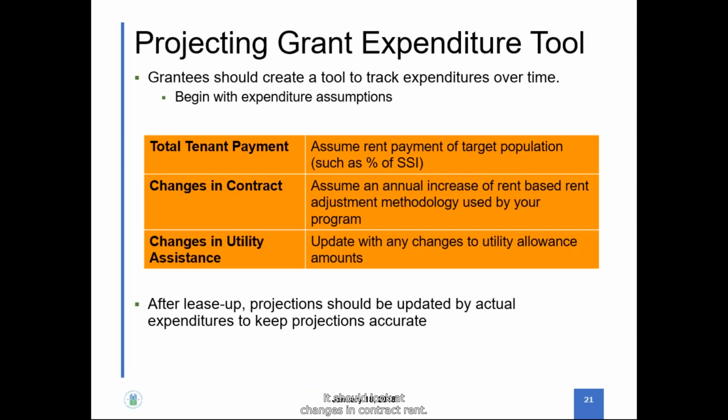It should look at changes in contract rent. You can probably assume an annual increase of rent based on the rent adjustment methodology used by your program. You should look at changes in utility assistance, so update with any changes to utility allowance amounts over time. After lease up, using this grant expenditure tool, projections should be updated by actual expenditures to keep projections accurate. Over time, depending on actual expenditures, RACs may need to be amended with more or fewer units to reach the targeted grant expenditure.